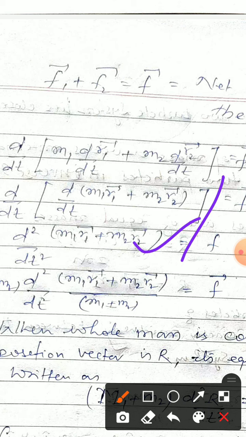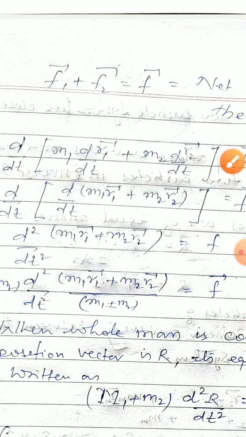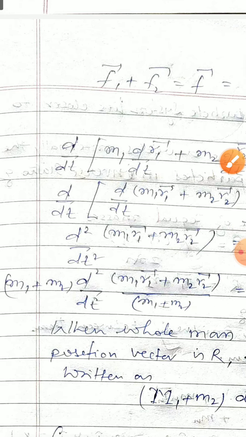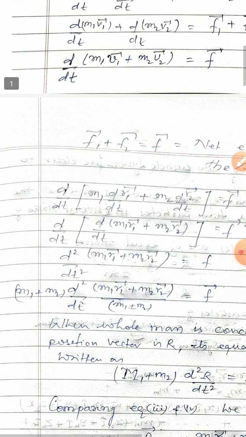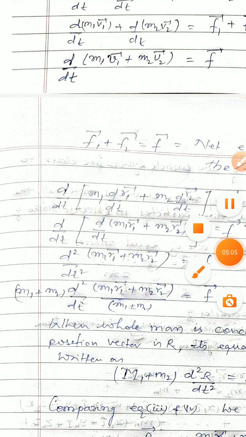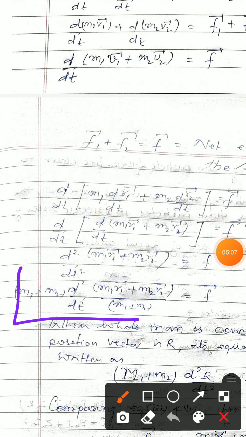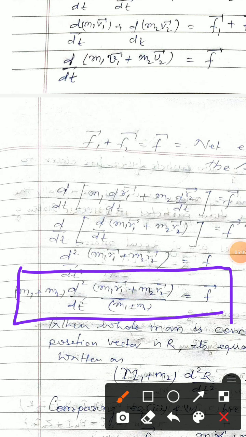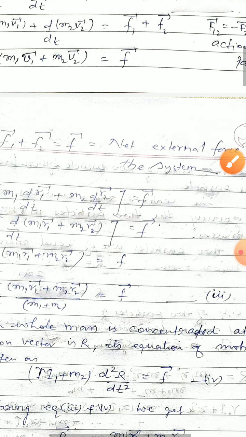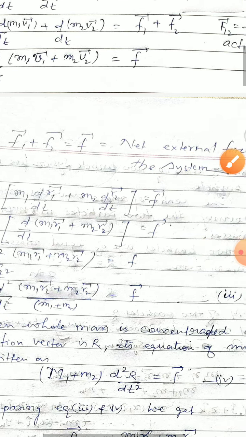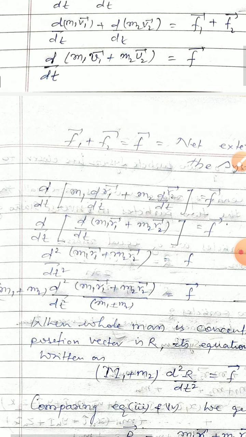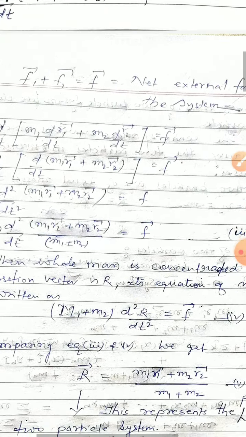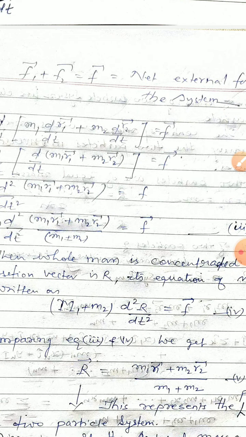Now we can divide and multiply it by m1 plus m2, and we will arrive at this expression. Now if the whole mass of the body is supposed to be concentrated at point C, whose position vector is R, its equation of motion can be written as m1 plus m2 d2R by dt2 is equal to F.